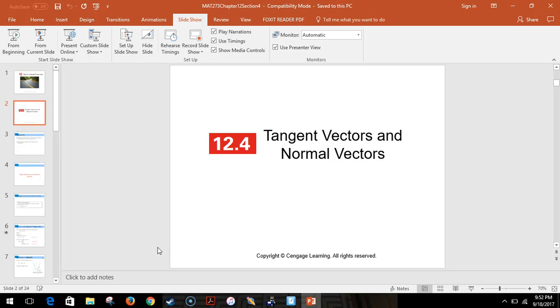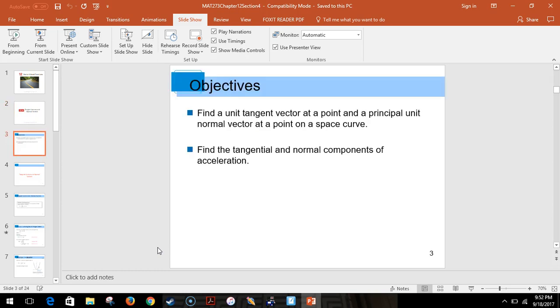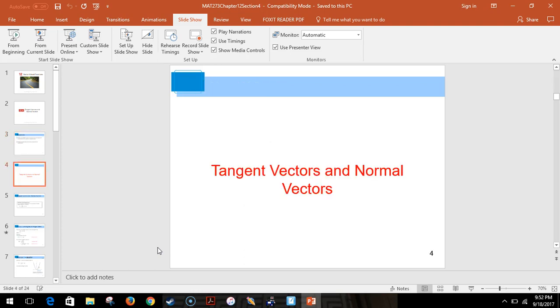In this video, we're going to look at tangent vectors and normal vectors, and specifically we're going to look at how to find a unit tangent vector to a point and the principal unit normal vector, because there are always going to be two normal vectors at any point on a curve. And then we're also going to find the tangential and normal components of acceleration, continuing that study of the relationship between r of t, v of t, and a of t from the last section.